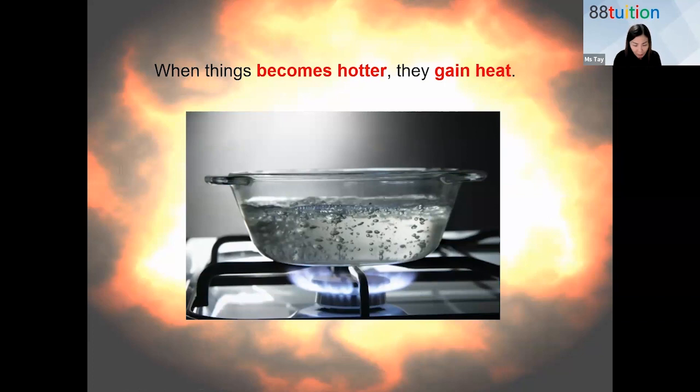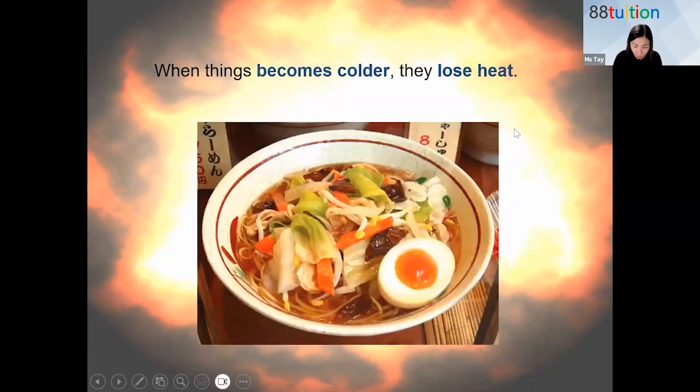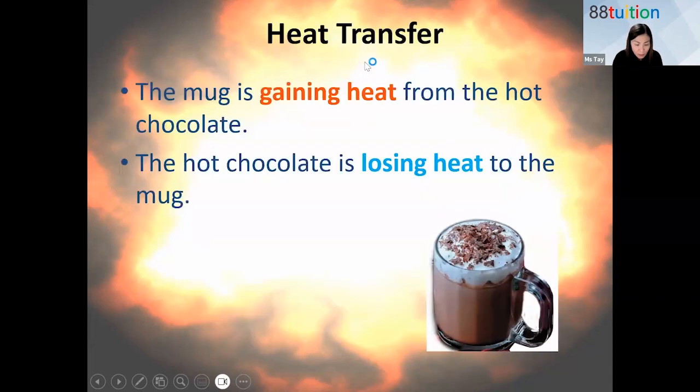When things become hotter, they gain heat. Then when they become colder, they lose heat. Okay, this one so far okay? A very simple concept here. So when you're talking about heat transfer, you need to write it in the right way, such that it will be marked correctly. A very quick recall: the mug is gaining heat from the hot chocolate. That's why the mug feels hot. When you touch a particular cup, it feels very hot because you have a hot drink inside, right? The heat from the hot drink has been transferred to the cup.